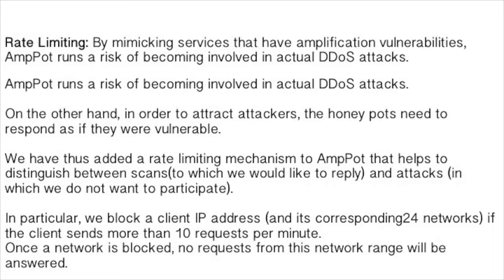Rate limiting. By mimicking services that have amplification vulnerabilities, AmpPot runs a risk of becoming involved in actual DDoS attacks. On the other hand, in order to attract attackers, the honeypots need to respond as if they were vulnerable. We have thus added a rate-limiting mechanism to AmpPot that helps to distinguish between scans, to which we would like to reply, and attacks, in which we do not want to participate. In particular, we block a client IP address and its corresponding /24 network if the client sends more than 10 requests per minute. Once a network is blocked, no requests from this network range will be answered.